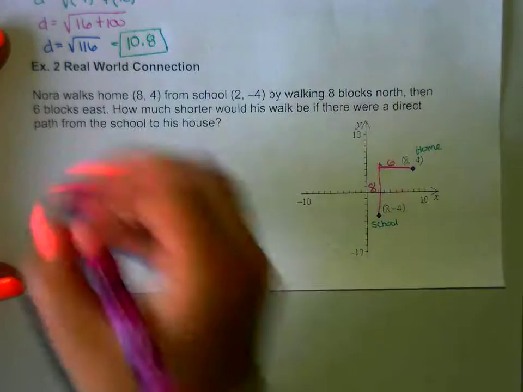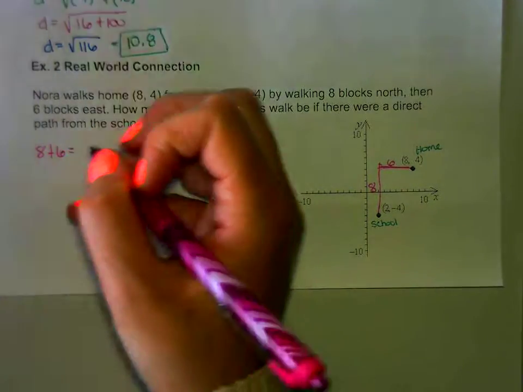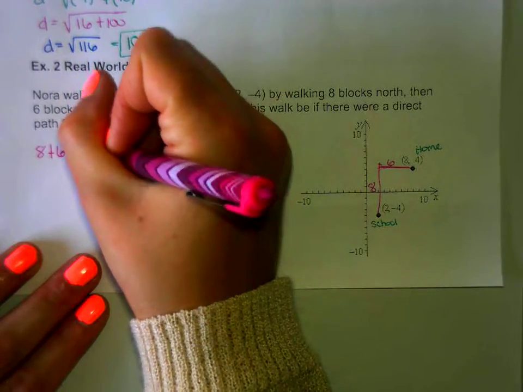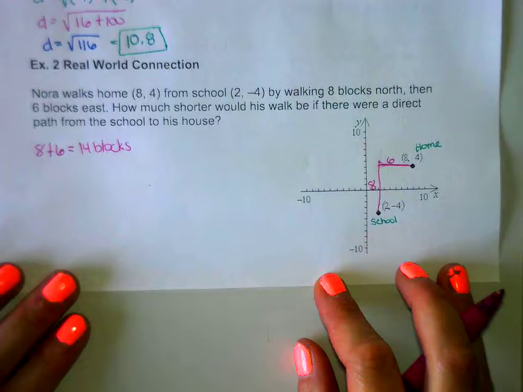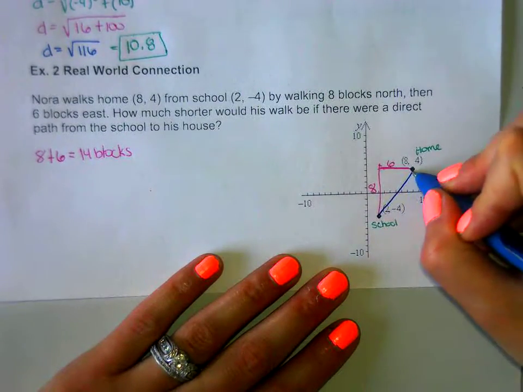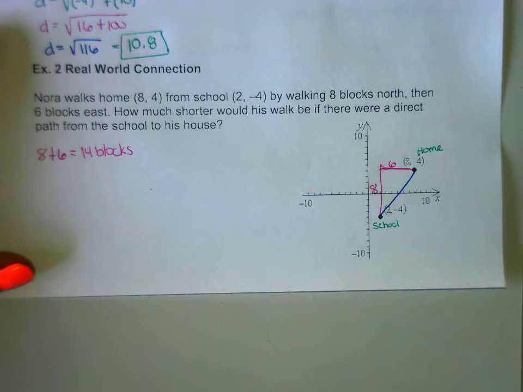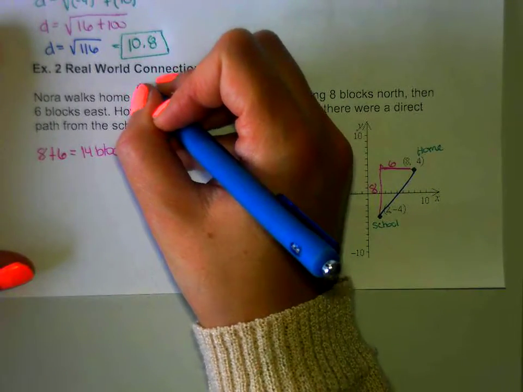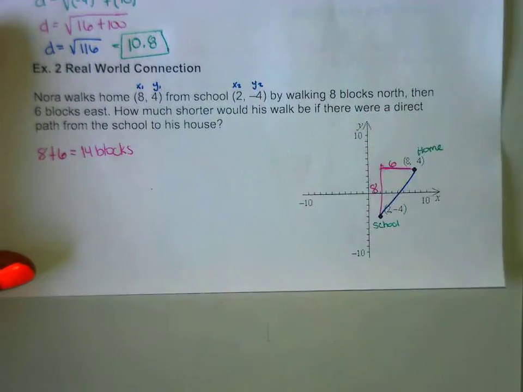So right now she's going 8 blocks north plus 6 blocks east. So that means she's going a total of 14 blocks. So that's just for right now. So now let's take a look and see how long it would take her if she just went directly from school to home. So that means we're finding the distance using the distance formula.